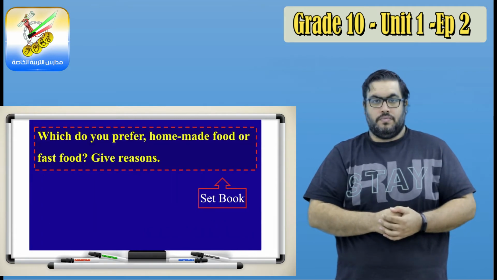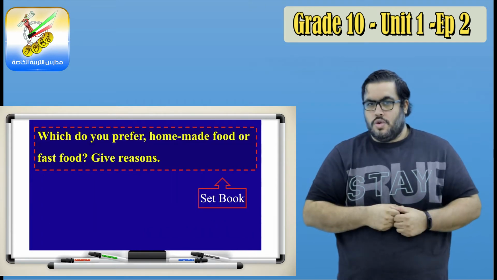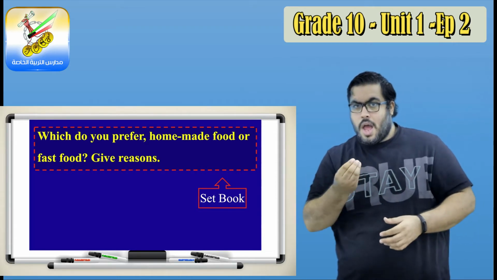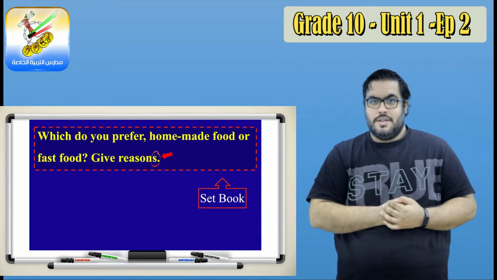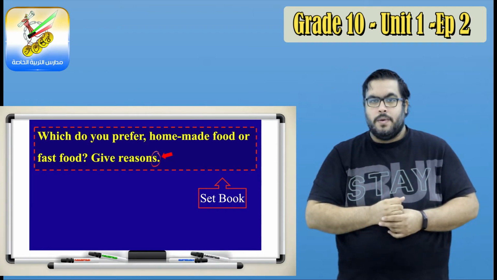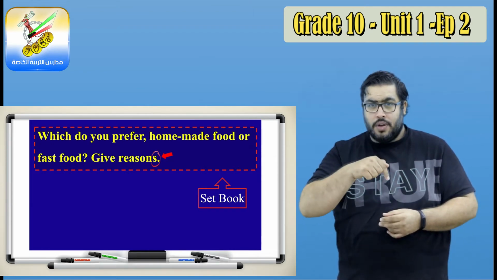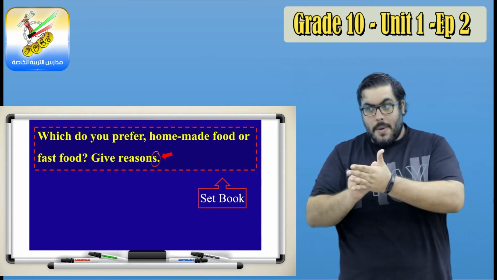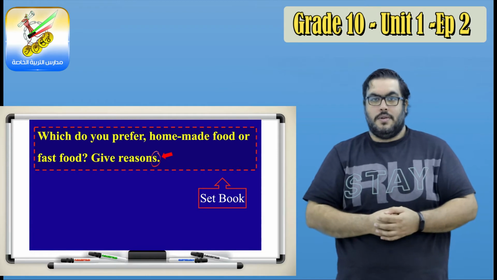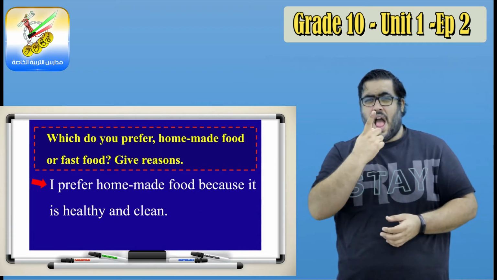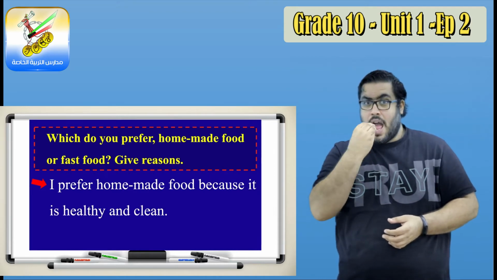Now, which do you prefer? Homemade food or fast foods? And give reasons. So again, discuss it with your family, give your reasons behind it, and then let's look at some answers together. So I prefer homemade food because it is healthy and clean.